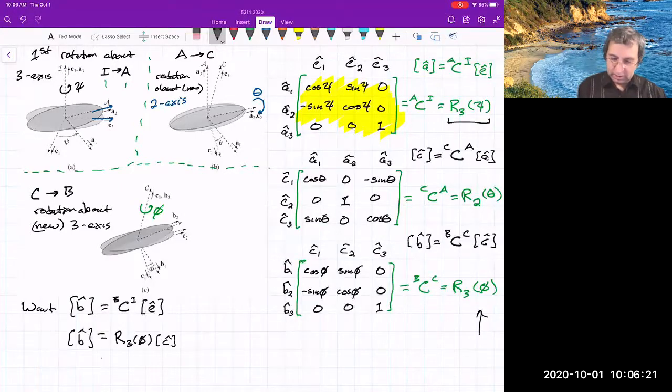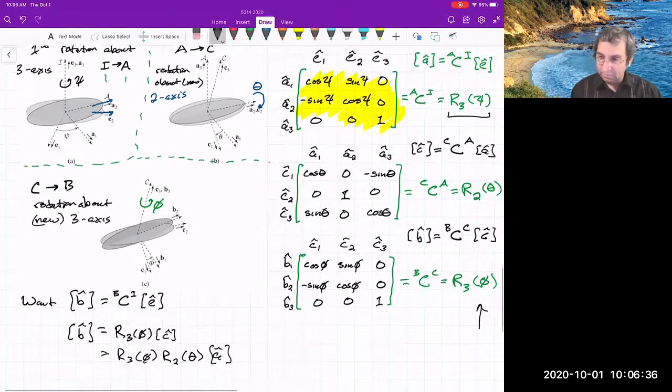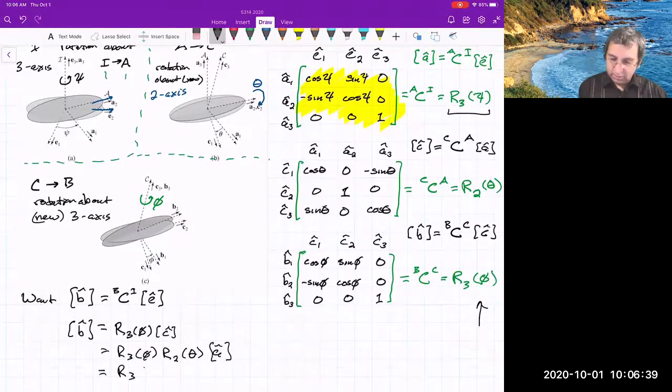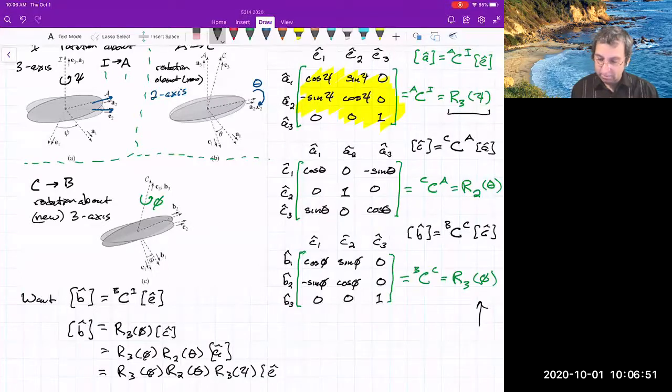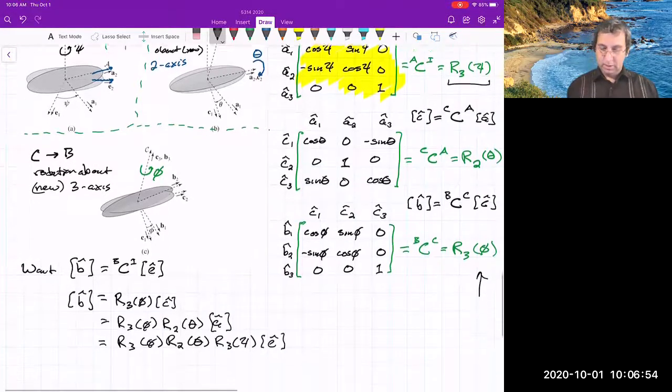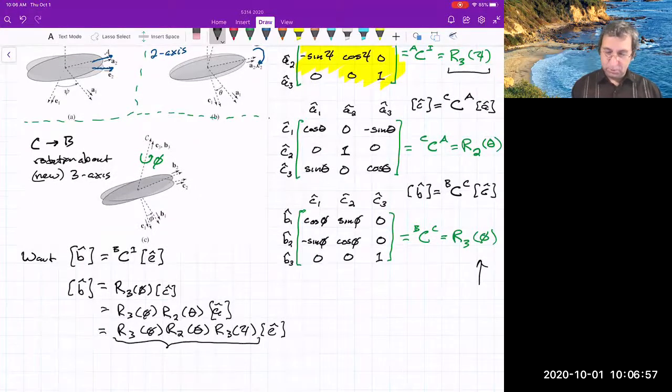Okay, but what is C? C can be written in terms of the A unit vectors as R2 theta A. But then finally, the A unit vectors can be written as R3 psi of E. Okay, so that means that this matrix multiplication, R3 phi R2 theta, is the rotation matrix that we're looking for.